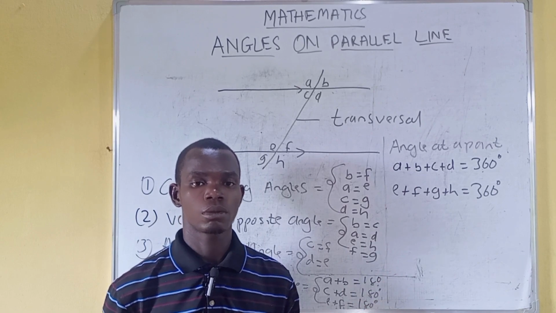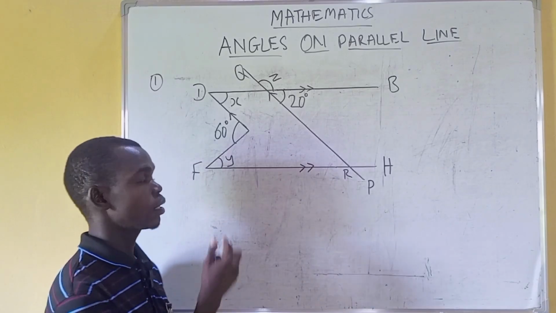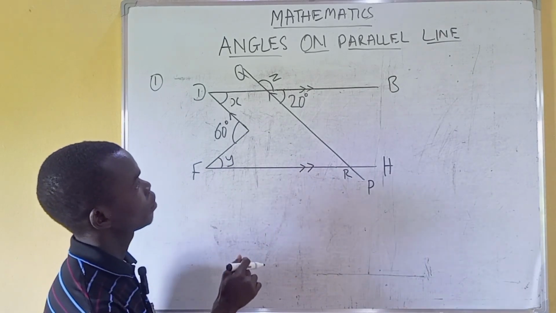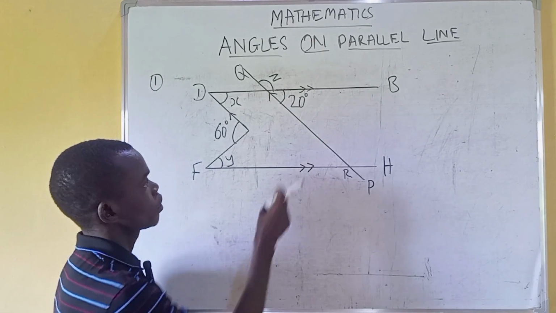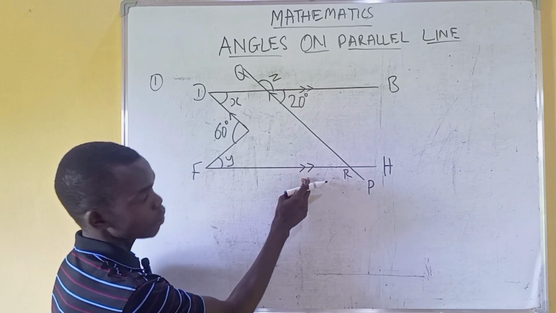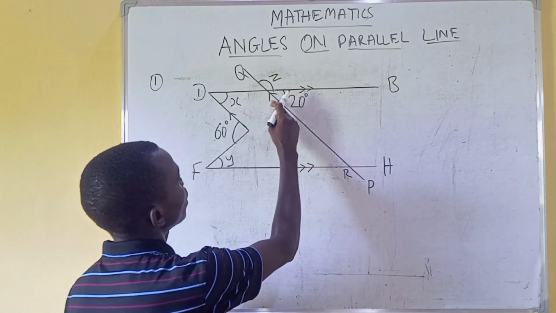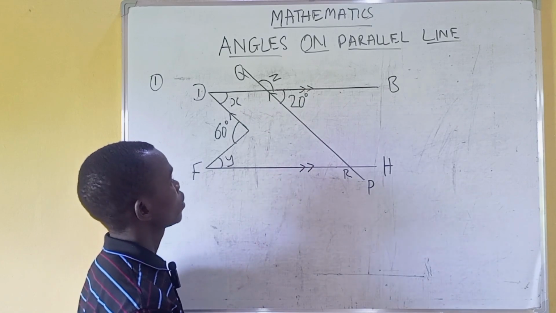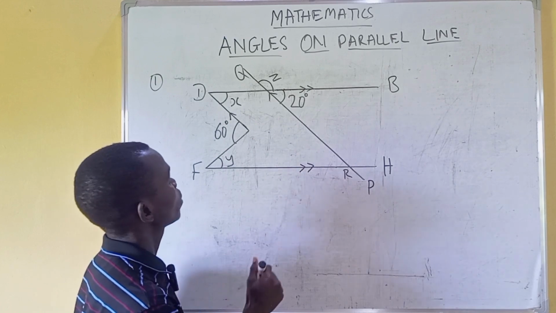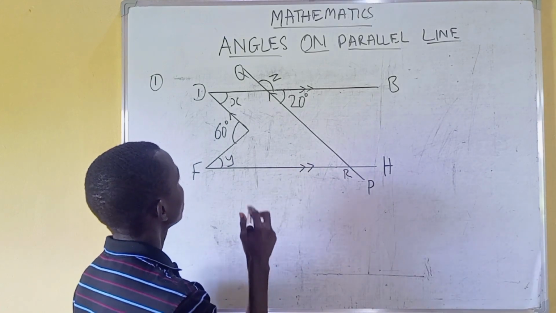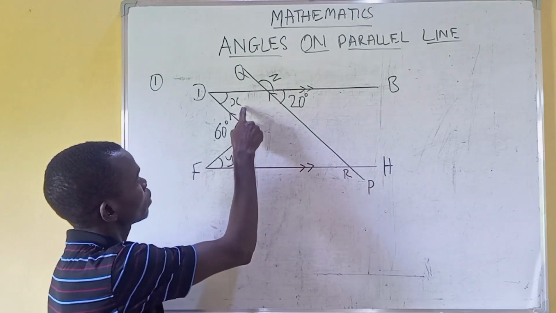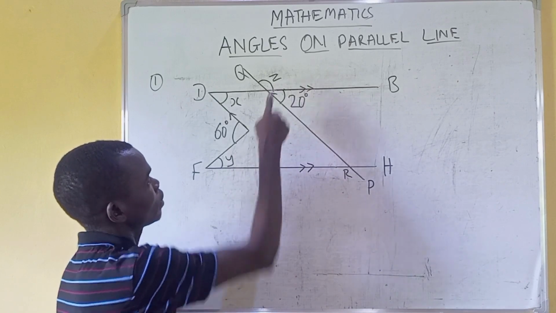So let's consider question 1. If you look at the diagram, we have two different pairs of parallel lines. One pair is represented by two arrowheads, while this other pair is also a pair of parallel lines, represented by one arrow notation. When you look at the question, we are asked to find S, Y, and Z.